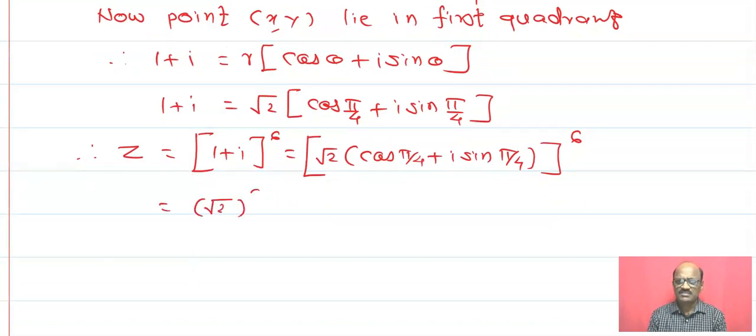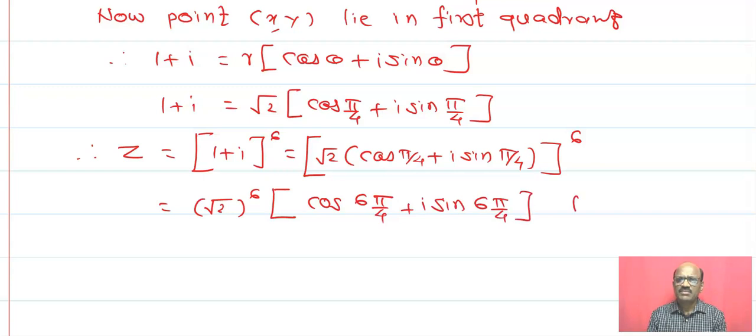Raised to 6 here. Now see this, take root 2 as common, then root 2 raised to 6 times cos of 6 pi by 4 plus i times sin of 6 pi by 4, bracket complete. Therefore, this is by de Moivre's theorem. Now again simplify and find the value.